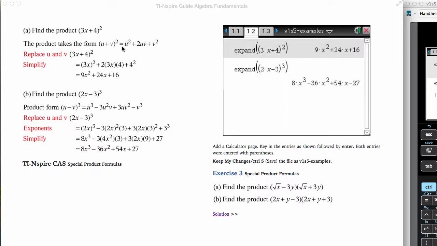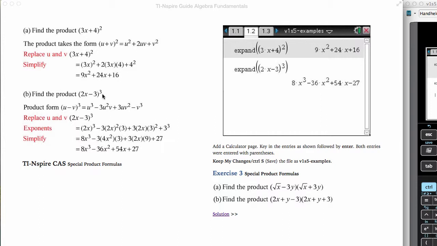So when we use this technique, we write down the formula, then we substitute in for u the 3x, we have the 2, we substitute in for v the 4, so we put the 4 in here and the 4 here, then we multiply the quantity 3x squared, get 9x squared, multiply the constants, get 24x plus 16.